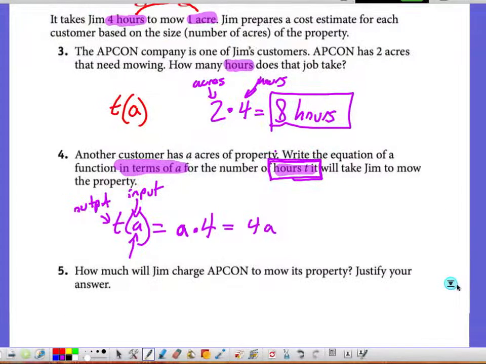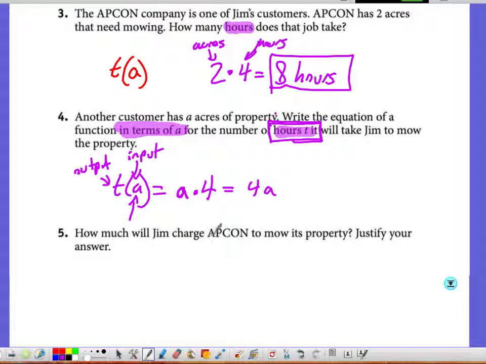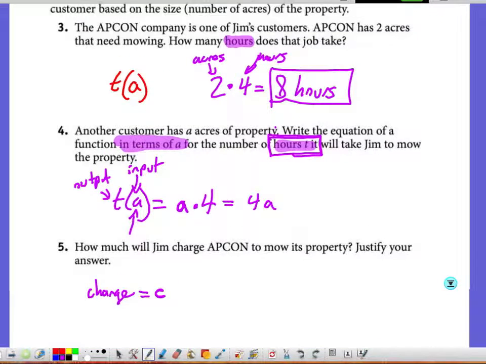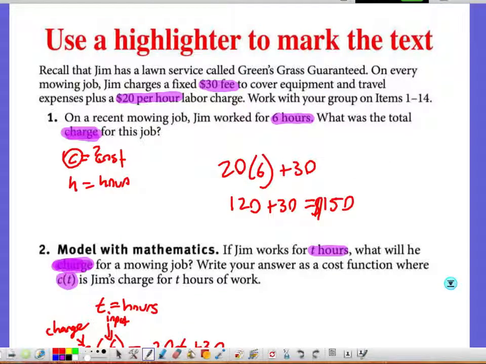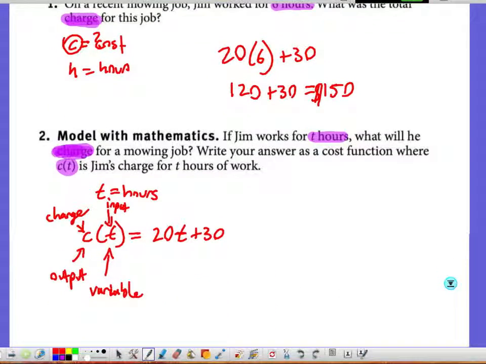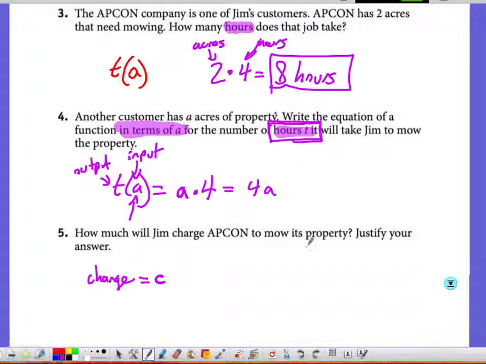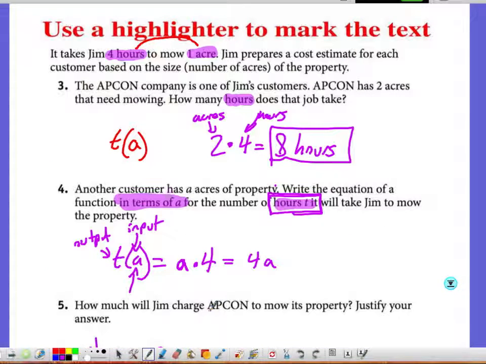So, okay, number 5. How much will Jim charge ApeCon to mow its property? Justify your answers. So we're trying to find the charge, which is equal to C. So remember the function for that included the charge. The function was C of t. So I have to use C of t, which is equal to 20t plus 30, I believe. Is that correct? Yes.